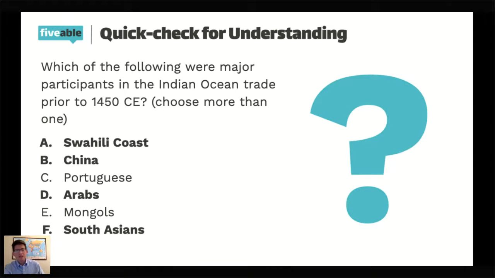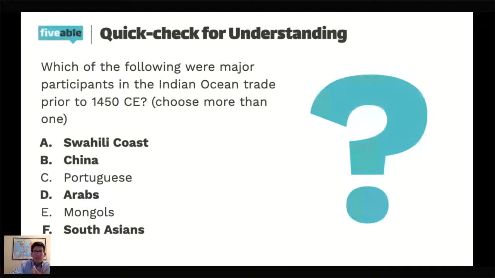So the Swahili Coast, you just heard me talk a great deal about it. China, Arabs of the Middle East, particularly the Arabian Peninsula, and South Asians, those people from India, or modern day India, Pakistan, Bangladesh, Sri Lanka. So these were major participants. China, of course, had periods of major participation and then isolation. But in this time period, as we'll see in a little bit, they did have a great deal of participation. And certainly with the pottery we just looked at, they traded a good deal.